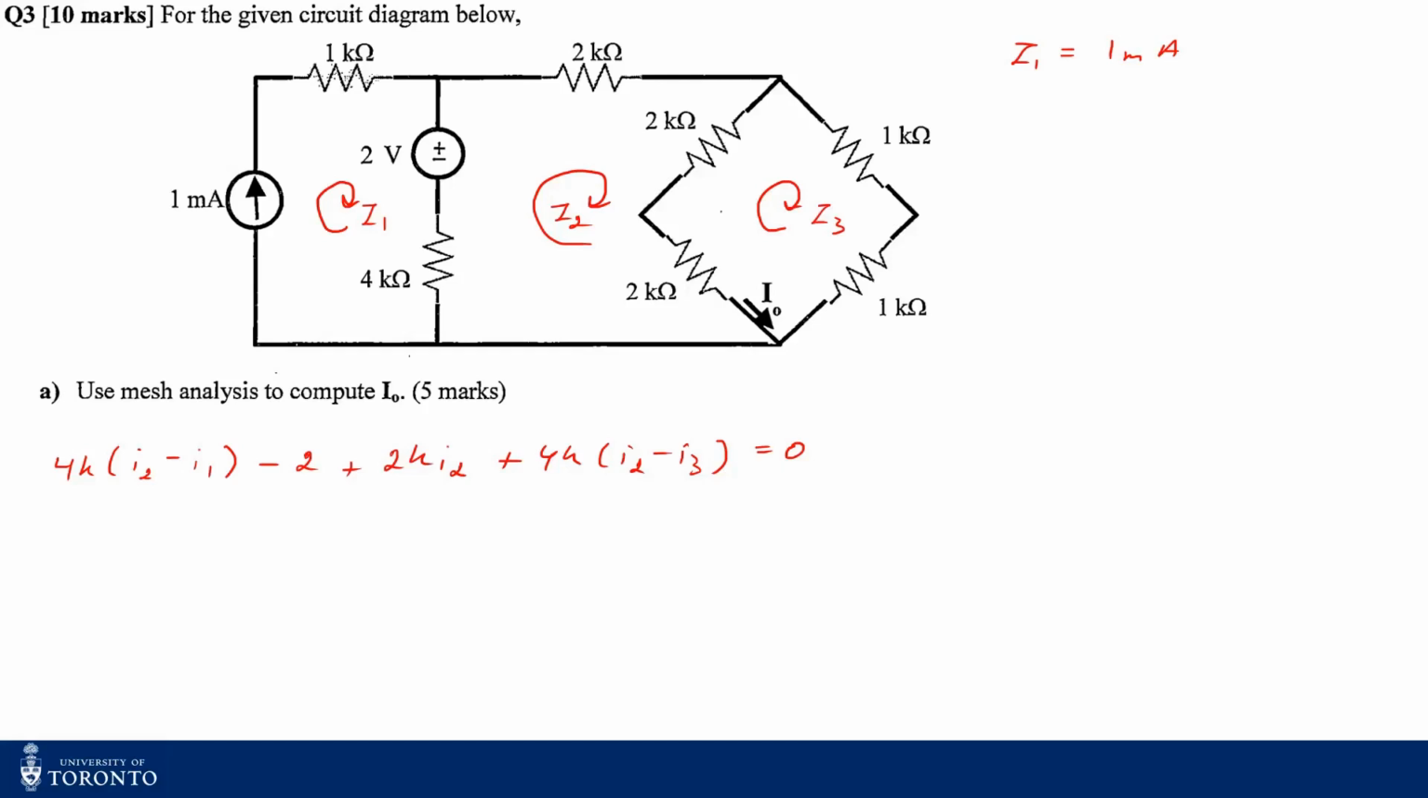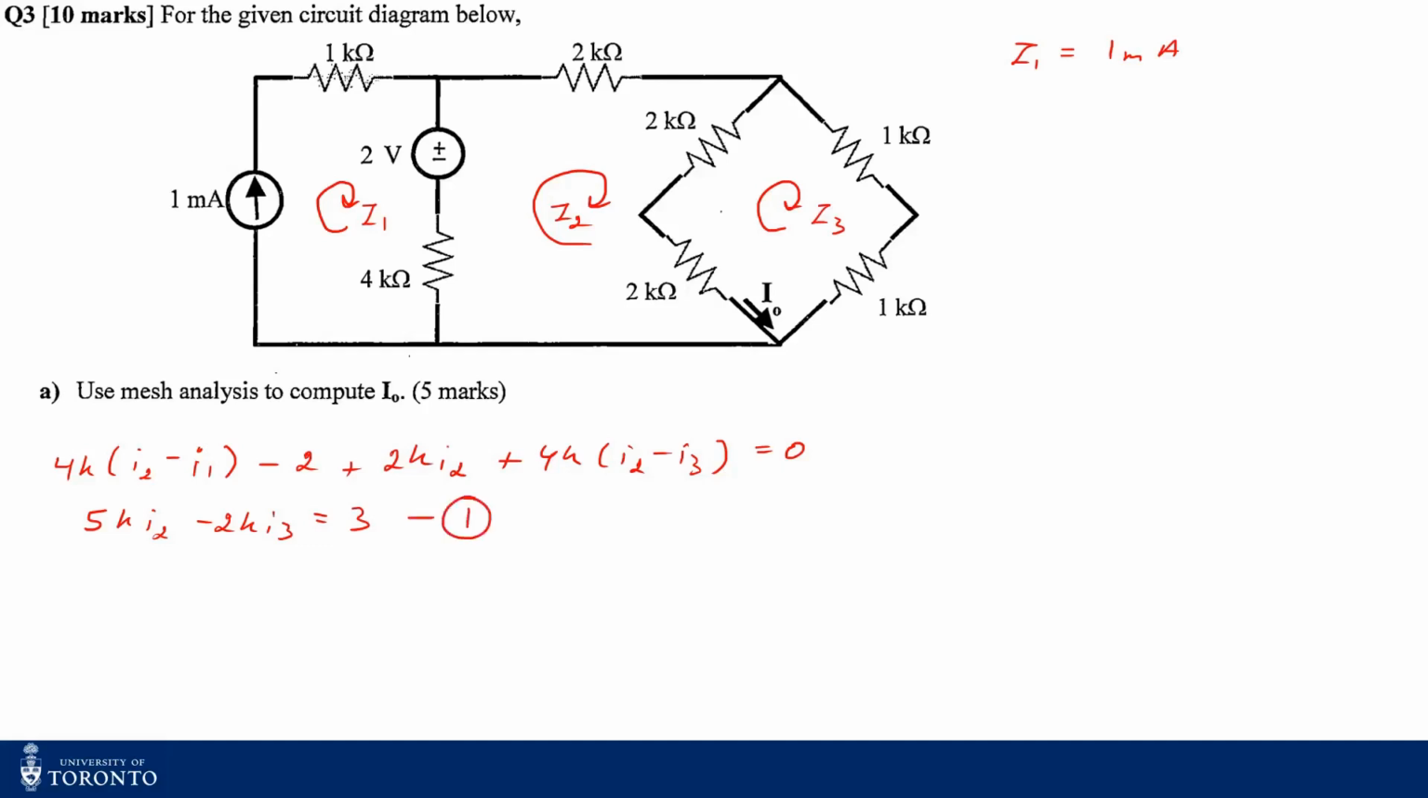So once I simplify the equation, I'll plug in the I1 value, which I know, right? So once I do that, I get 5k I2 minus 2k I3 is equal to 3. So this is my equation number 1, right?